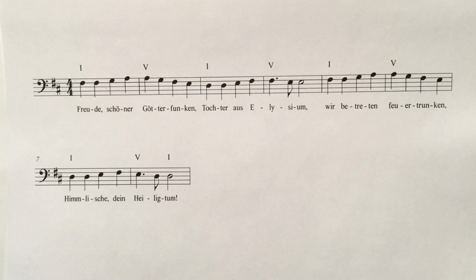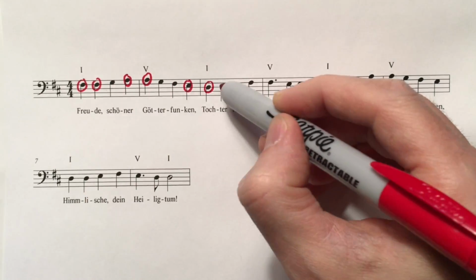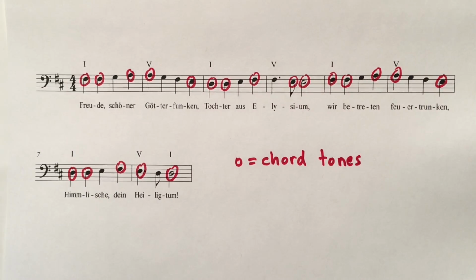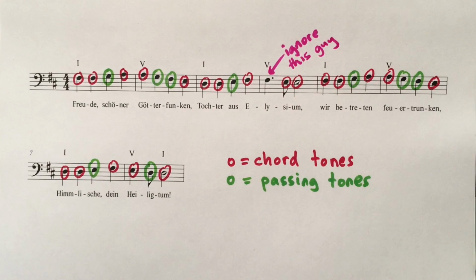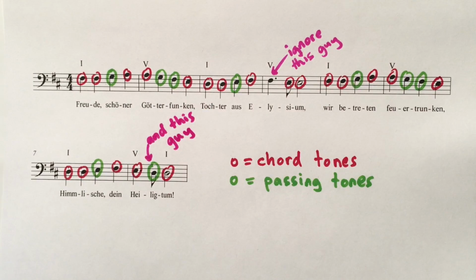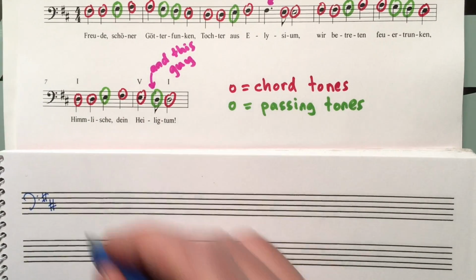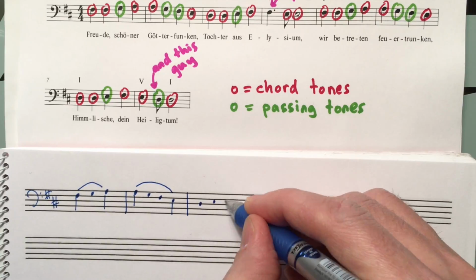When there's a 1 chord, D, F sharp, and A are chord tones, and when there's a 5 chord, it's A, C sharp, and E. The melody has plenty of non-chord tones, most of which are passing tones. So we'll stem the chord tones and slur the passing tones between them.